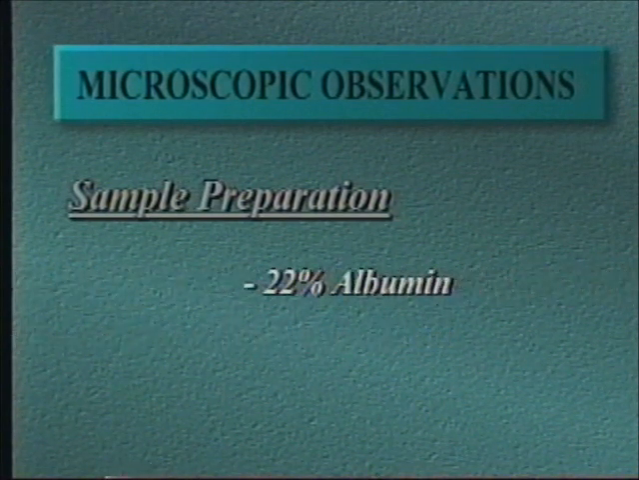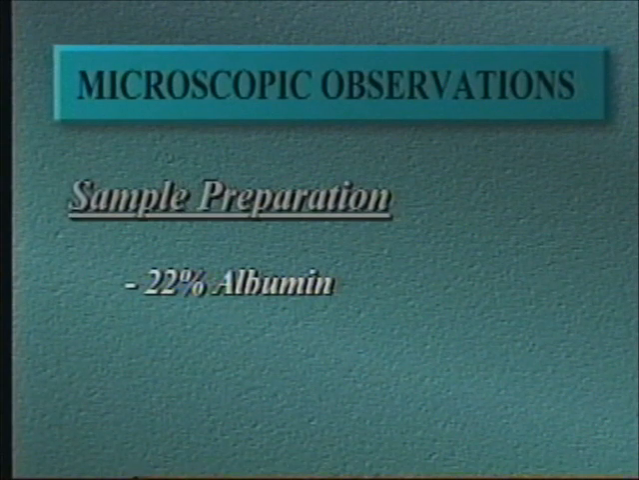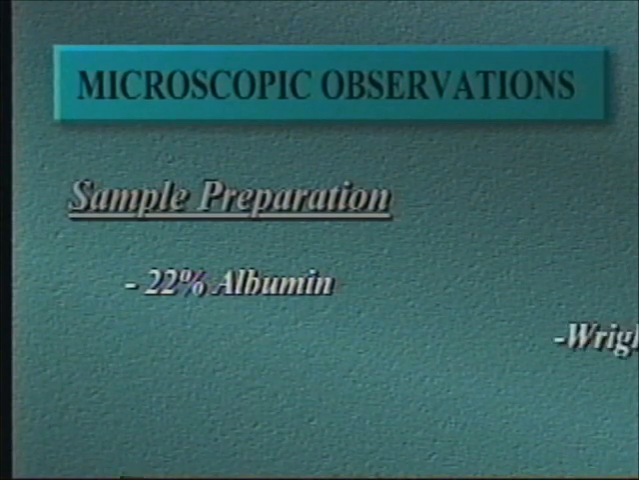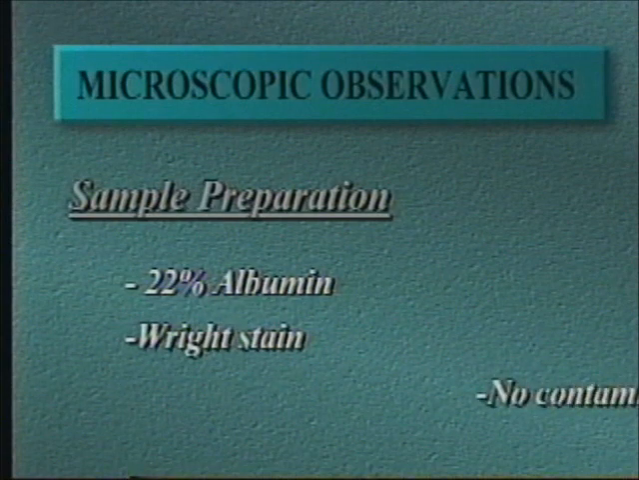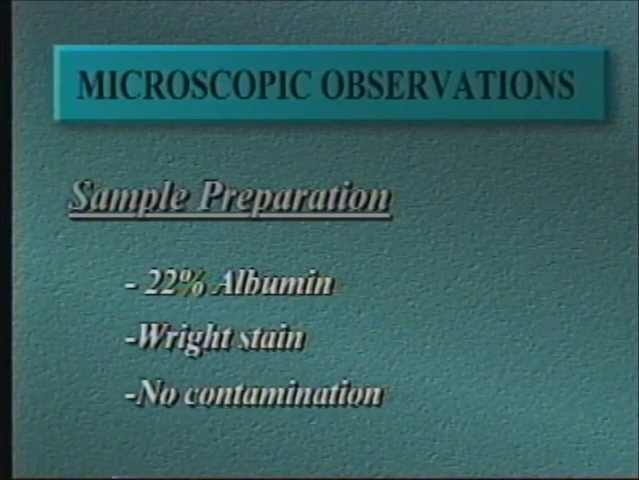With either method, it is recommended to use 1 drop of 22% albumin. By using albumin, the cells stay intact. The slides should be stained with Wright stain. It is important that all supplies, especially albumin, are not contaminated, which can interfere with observing bacteria.